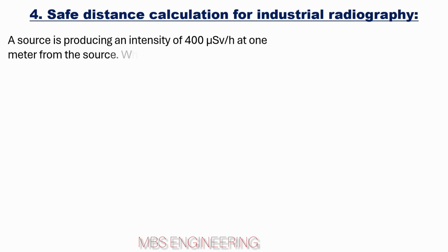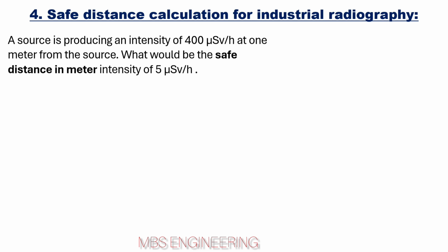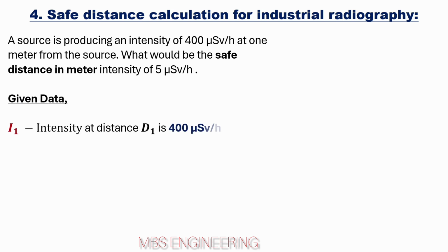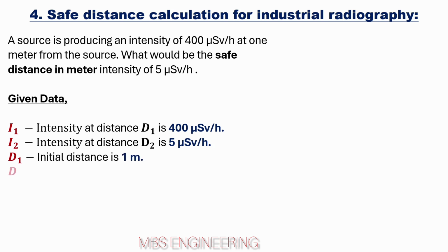Next, we will learn and understand the safe distance calculation for industrial radiography. A source is producing an intensity of 400 microsievert per hour at 1 meter from the source. What would be the safe distance in meters for an intensity of 5 microsieverts per hour? Given data. I1, the intensity at distance D1, is 400 microsieverts per hour. I2, the intensity at distance D2, is 5 microsieverts per hour. D1, the initial distance, is 1 meter. D2 is the required safe distance in meters.